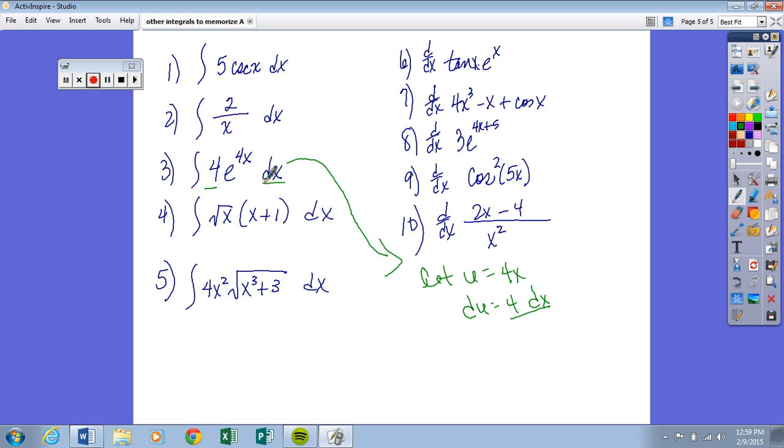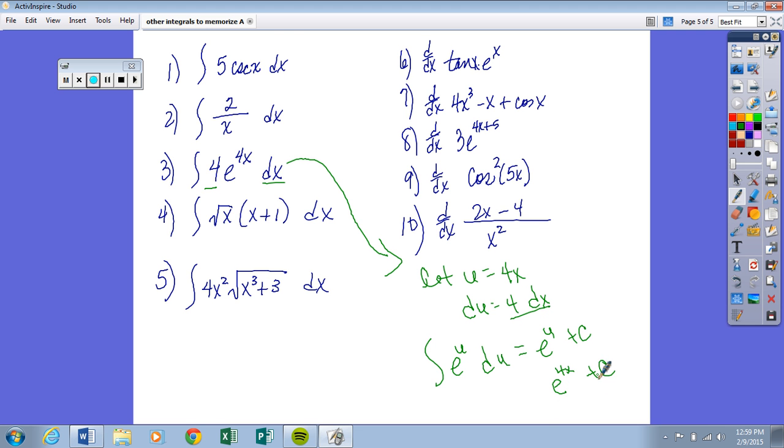And so what that means is it's going to turn this whole integral into the integral of e to the u du. And then when I take the integral of that, it's just e to the u plus c, and my u was 4x.